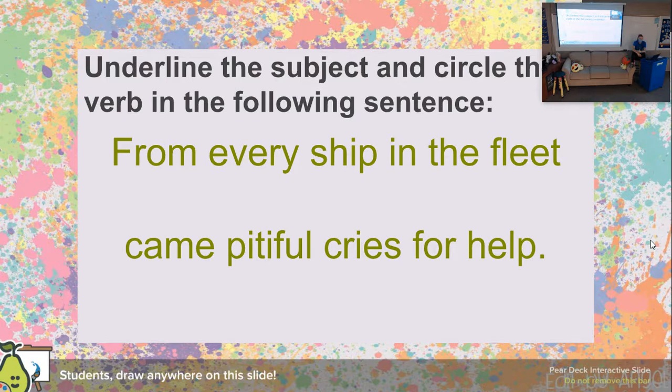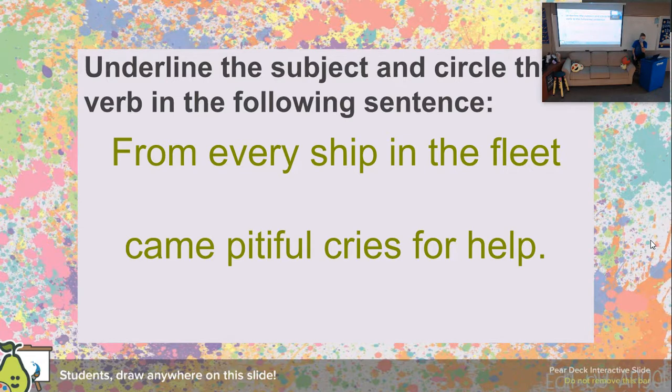Okay, this one's tough, but you have to think about who or what are those 3 words about. What is the only thing it can be? Who or what? This one's a what. It's about cries. So cries looks like it's a verb, right? But in this instance, it's not acting as a verb. It's acting as the subject. So cries is our subject. Pitiful is an adjective modifying cries. And then came is the verb. Okay, it has to be the verb.